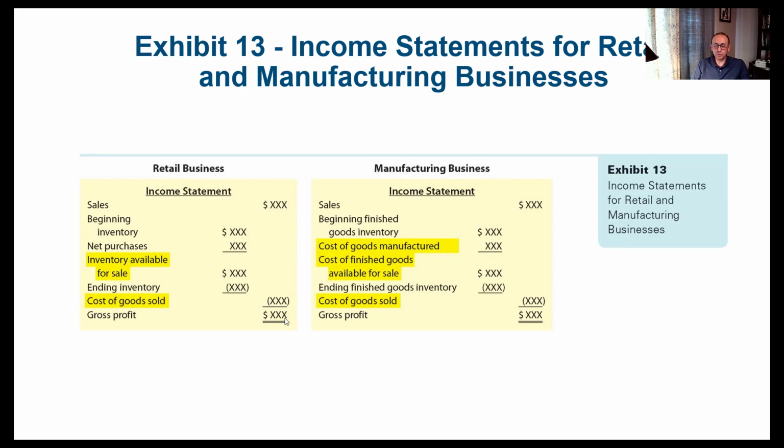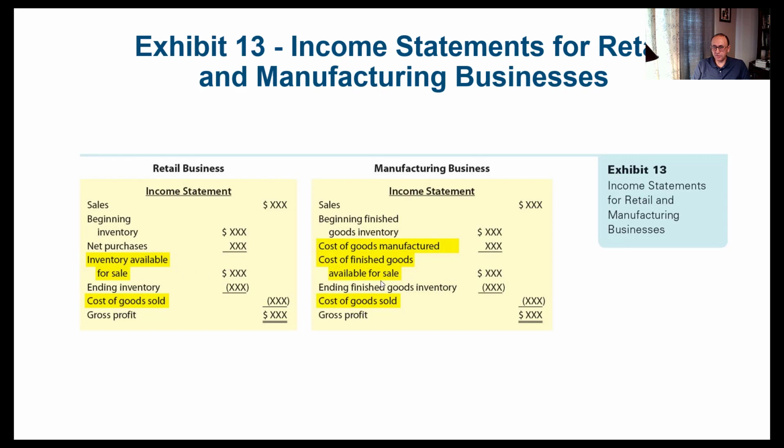And this is what we've been doing in the financial accounting course. In manufacturing, in this class, we're going to deal with slightly different titles. So we still have the sales as is. We have the beginning finished goods inventory, which is simply the beginning inventory, but it's finalized items. And then we add to it the cost of goods manufactured during the period. And that will give us the cost of finished goods available for sale.